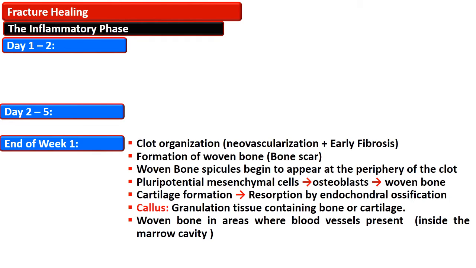This woven bone spicules begin to appear in the periphery of the clot and also inside the marrow cavity, along the margin of this blood clot. These woven bony spicules develop due to differentiation of pluripotent mesenchymal cells into osteoblasts, and in some cases there is formation of cartilage also. This cartilage is, however, resolved by endochondral ossification. So what is callus? Callus is the granulation tissue containing bone or cartilage.